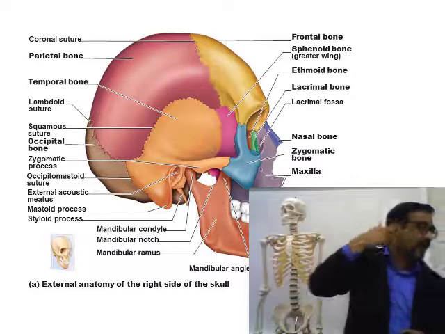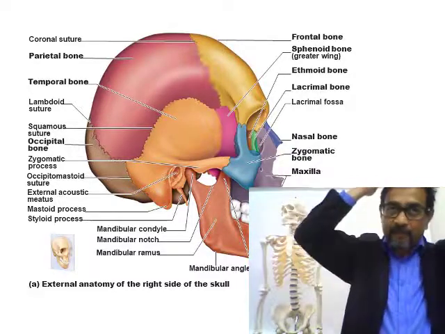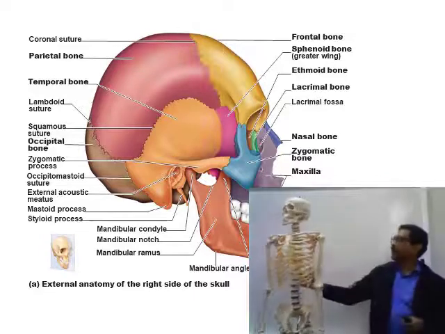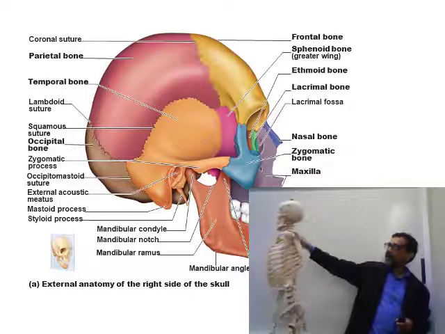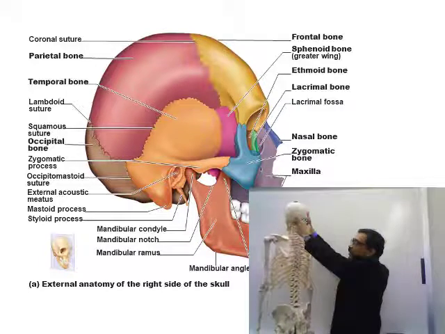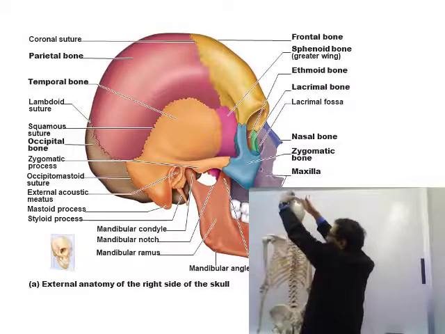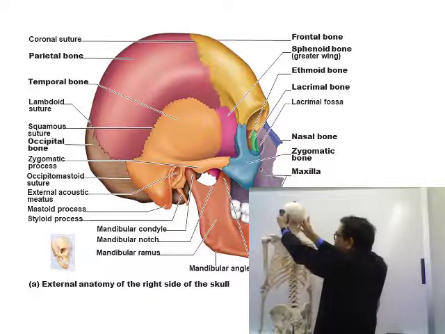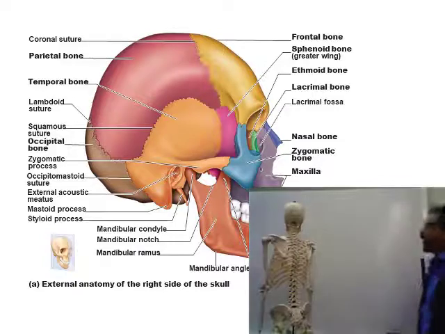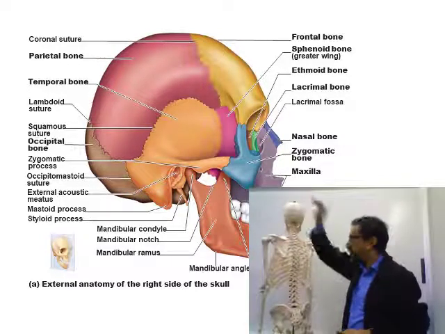Temporals are just around the ear. So temporal, and above that parietal. And in the back you have the occipital bone, this one. So frontal is in the front, occipital in the back, parietal upper lateral and temporal lower lateral. So you got how many? 1, 2, 3, 4, 5, 6.